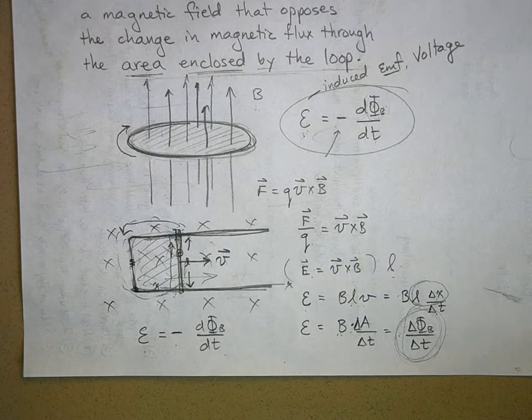In other words, it says, no, no, no, I don't like change. Conducting loops don't like change. They're kind of conservative. They want to keep the flux the way it is. Now they don't win. They don't keep it the way it was. But the current tries to.